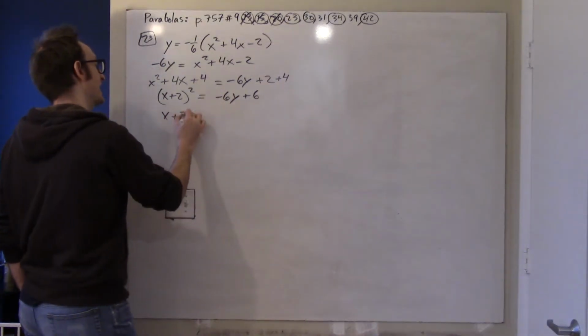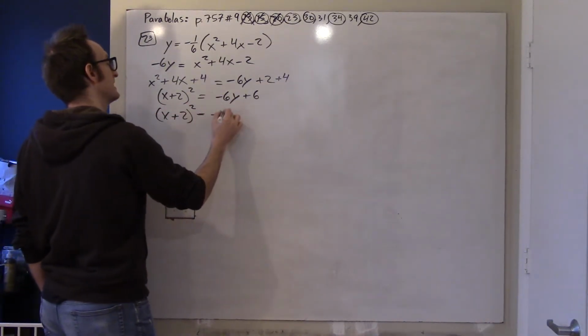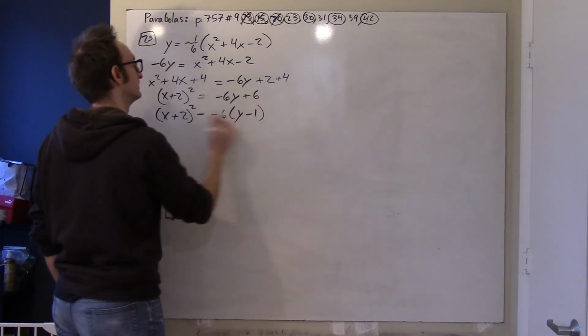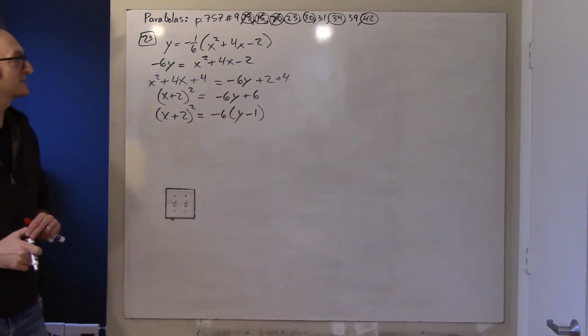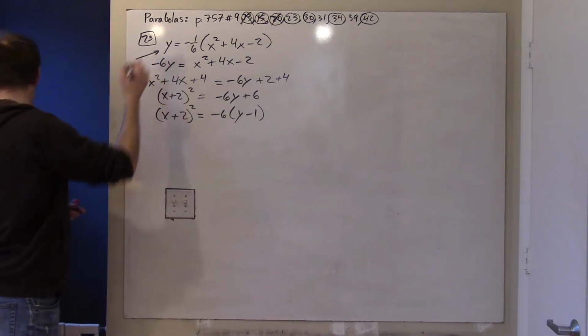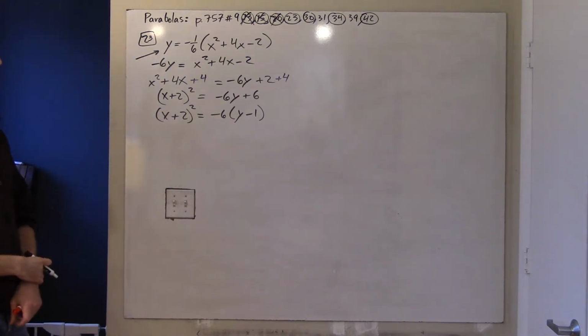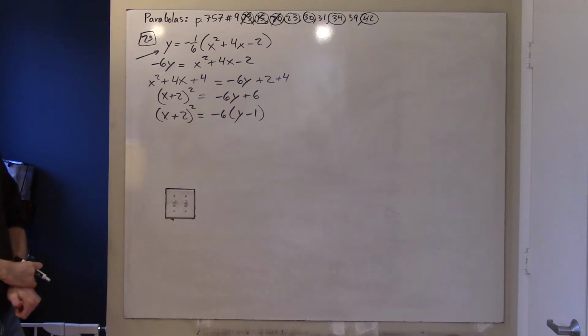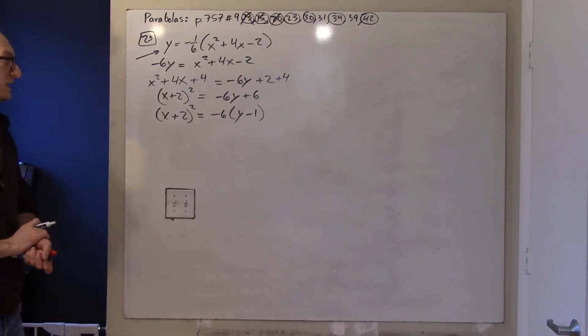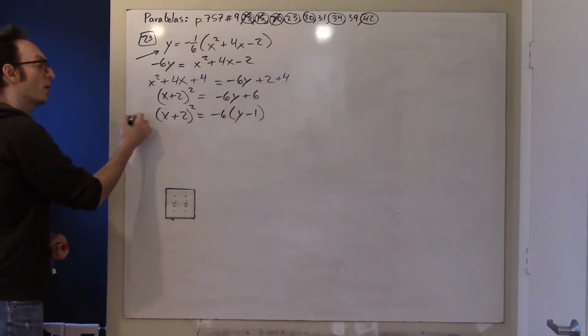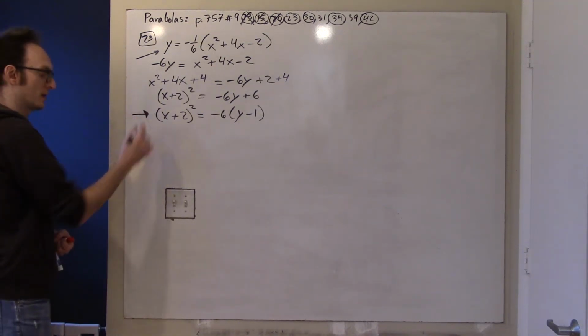So really this is x plus 2 squared equals -6y minus 1. Alright, so that's just the equation. I guess if there's any point to this problem, it's just to get you to be comfortable algebraically manipulating parabolas, in whatever form they might come in, into the form that we really want, which is this one.